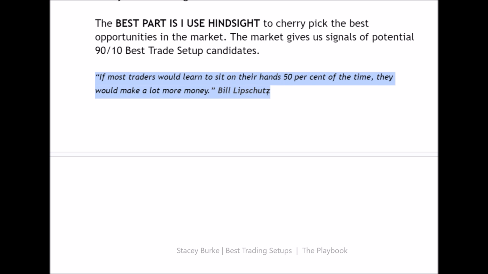One of my other favorite quotes is from Bill Lipschutz: if most traders would learn to sit on their hands 50% of the time, they would make a lot more money, which comes back to something that I emphasize to traders. I'm not interested in taking 10 trades and being at the screen all day. I'm interested in taking one trade with size, 10 times the size of the 10 little piddlies where I'm scalping in and out, or I'm looking where can I go in with size with a 90-10 opportunity that's going to explode and be over in 45 minutes to an hour, be done and dusted, and get on with my day.